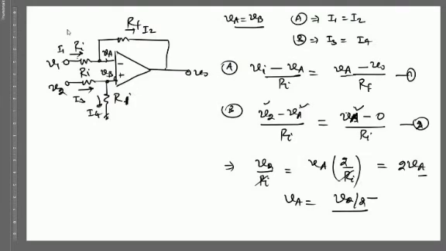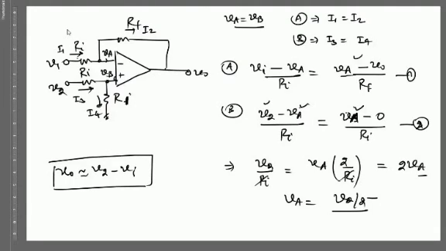You put this value here, and if you solve this, then definitely you will find that V0 is V2 minus V1. Okay, is there any problem? Okay, sir. Thank you. And you can also apply the condition Ri equals Rf as well.